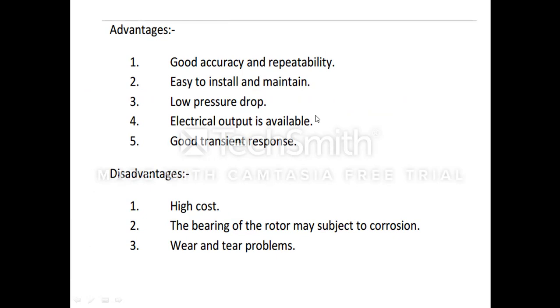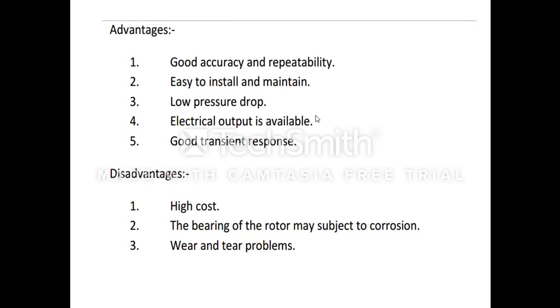Again, coming to the advantages of this. When compared to the rotameter, it has good accuracy and repeatability, and it is easy to install and easy to maintain. There are no mechanical elements or linkages. There is low pressure drop. Electric output is available, so you can keep it as a count or as an EMF. Then good transient response. This is another important thing.